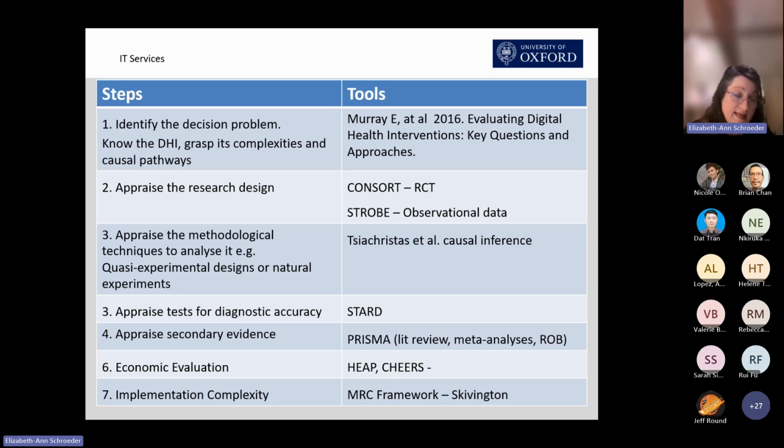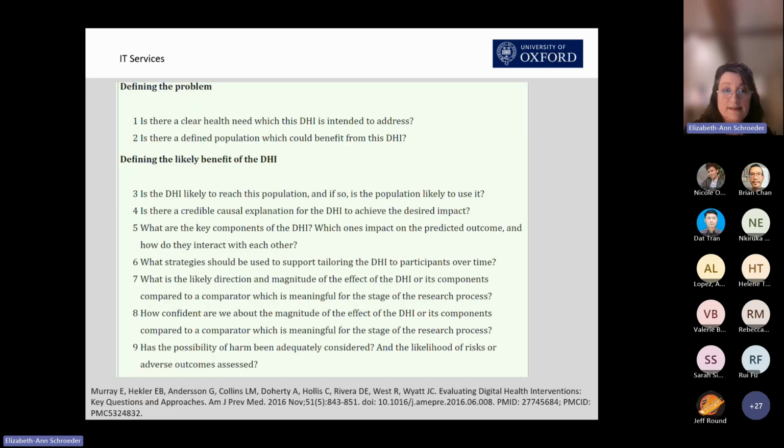Step 1 is an explicit scaffold in a research design, which aims to support our understanding of the innovation itself and its inherent complexities. It's guided by the research of Elizabeth Murray, published all the way back in 2016. The approach taken here is to provide a construct for evaluating the DHI according to a definition of the problem: whether there's a clear health need which the DHI is intended to resolve, and a clearly defined population that can benefit. Then we explore and deconstruct the likely benefit of the DHI according to its components.